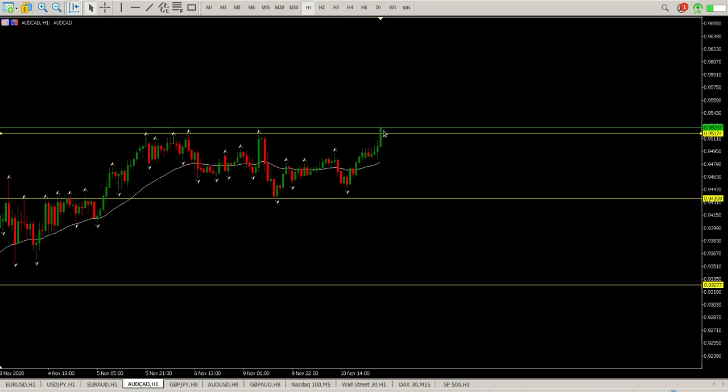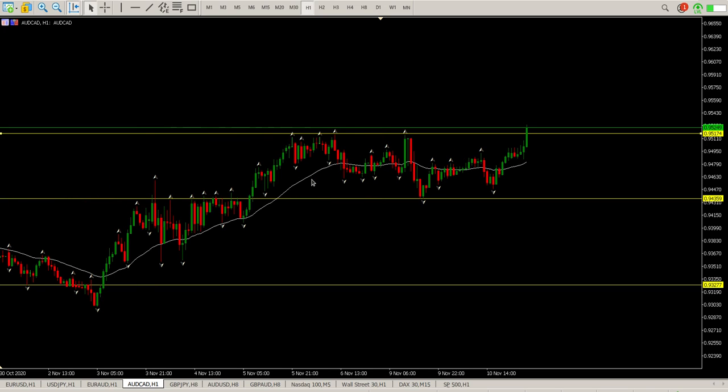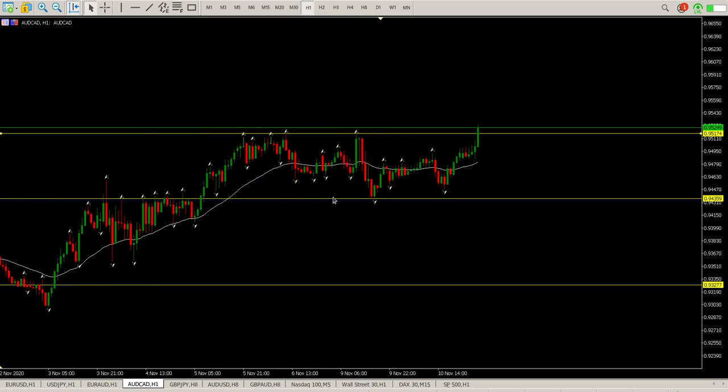If that does happen, I would want to see a bit of a continuation, pull back onto the structure of 0.95174, and then look to buy into this. So Aussie dollar, Canadian dollar, pretty much the same as yesterday, where it was looking interesting. You can see how we pulled back onto the structure, bounced off it, had a second attempt at it, and then moved up.